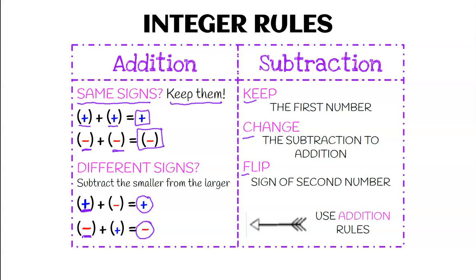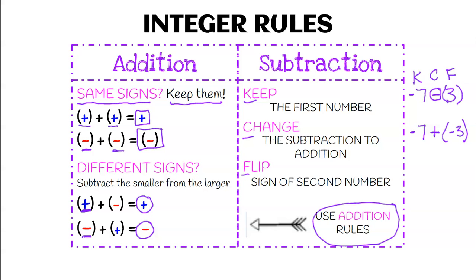So we keep the first number. So if we had -7 minus 3, we would keep the -7, change the subtraction sign to addition, and then we'd flip the sign of that last number. So this is a +3, we'd flip it to a -3. And then since it's now an addition problem, we can use those addition rules.